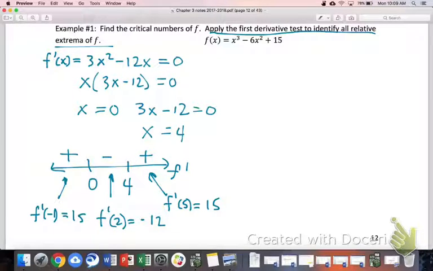Good question. Anybody else? If we have a DNE value, how would we put it on the sign chart, where f prime is DNE? Just put it on there like any other critical number, and just test each side of it. Okay, Nick, question? I'll come check it in just a second.